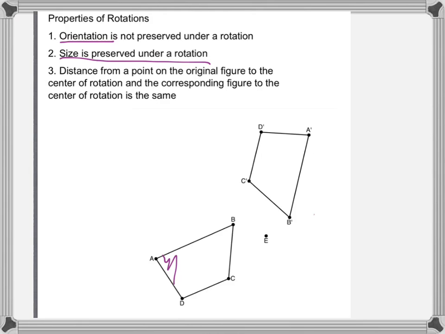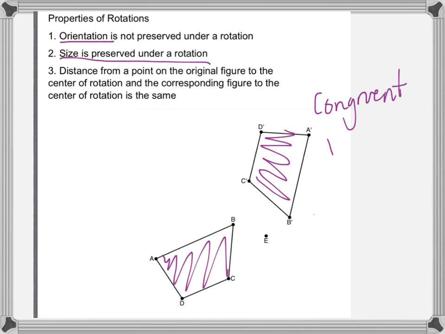Okay, these two figures are congruent, which means that all parts, so the length of every line segment in the figures, and the area of the figures are both the same.